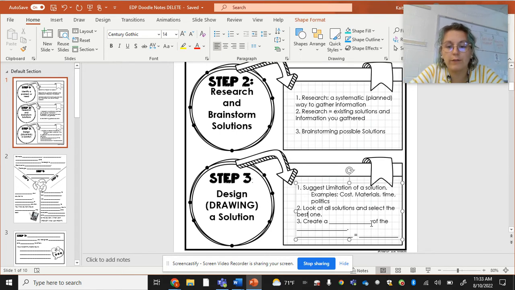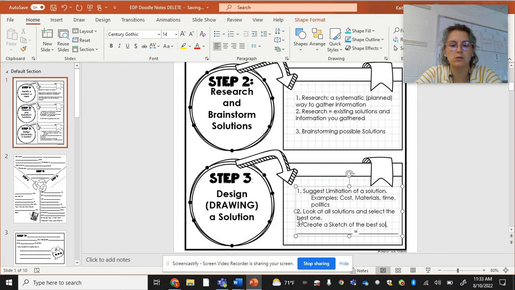After you pick your solution, you are going to create a sketch of your best solution. Okay, so you're creating a sketch of the best solution. And just for emphasis, when we talk about design, we're also talking about drawing. You wouldn't build a house before you actually sketched out what everything's going to look like. Think of designing a solution as a blueprint for your project.